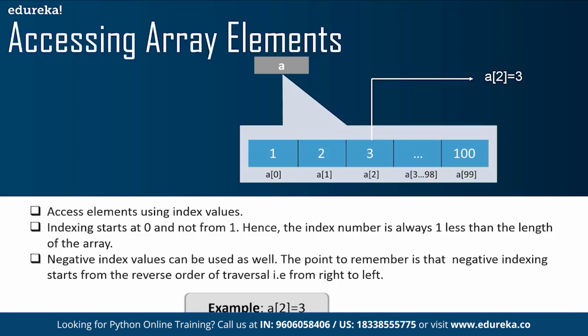But here, I want you all to note this point as well, that negative indexing also exists. So negative indexing will start from the right-hand side and move towards the left-hand side. Therefore, 100 will be at A of -1, 99 will be at A of -2, and similarly 1 will be at A of -100. So I hope you're clear with negative indexing. Now let's go to our Jupyter notebook and try to access some array elements.